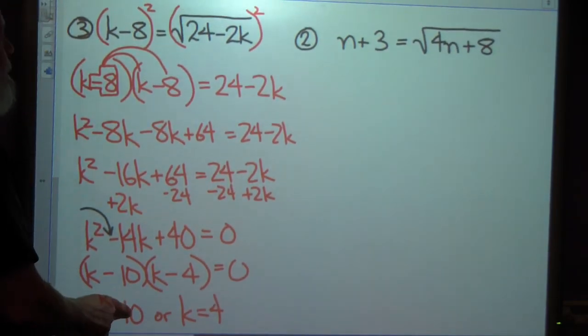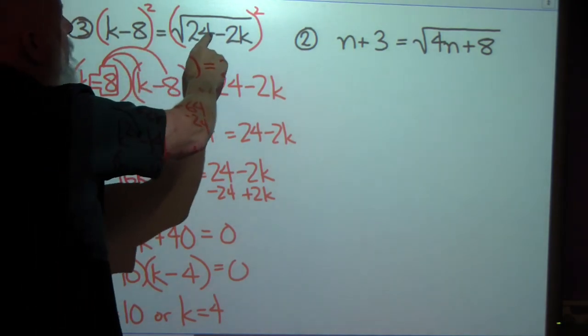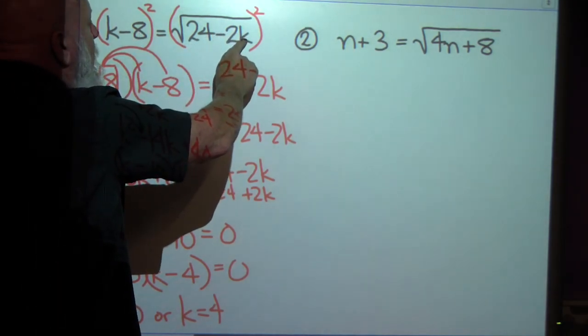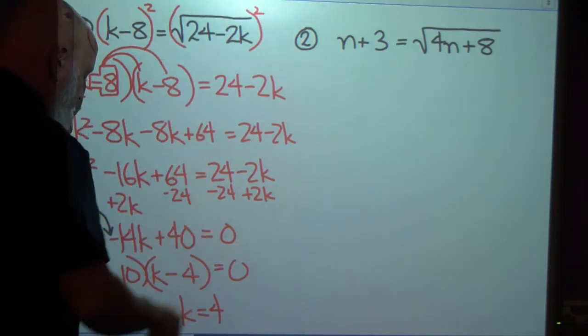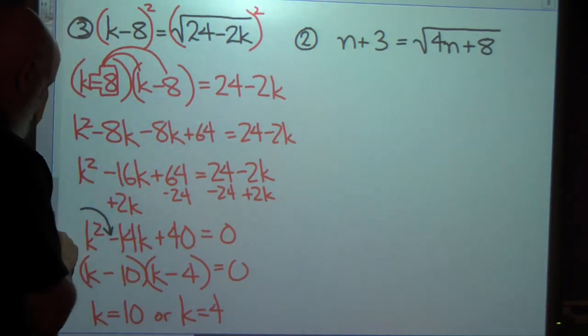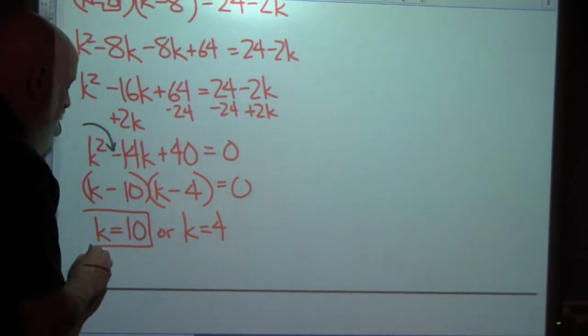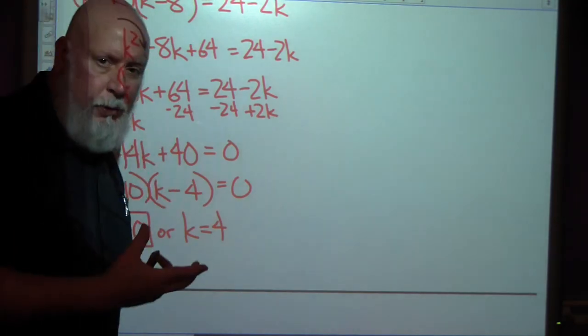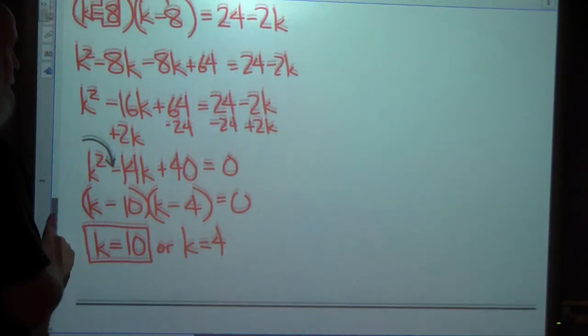So I'll plug in the 10 first. 10 minus 8 is 2. 24 minus 2 times 10, that's 24 minus 20, which is 4. The square root of 4 is 2. So the 10 works. Yay. Remember, if we take the square root of a number, we're looking for what's called the principal square root, the positive square root. So here we go. We'll plug in the 4 and see what happens.